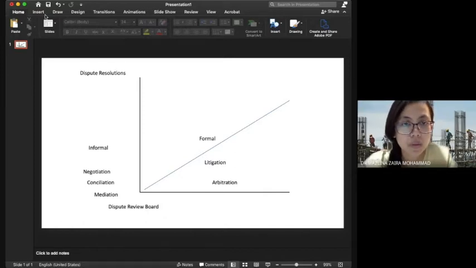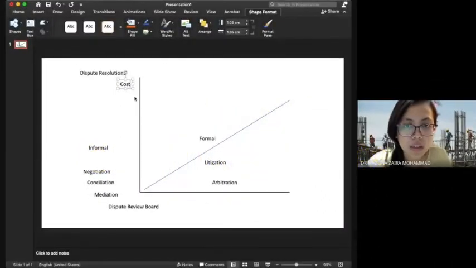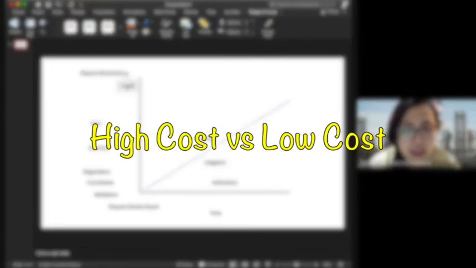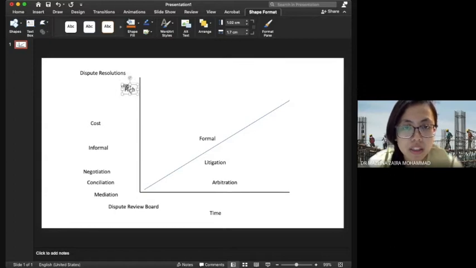All right. So in terms of cost, right? If you solve it by yourself, it does not take a lot of cost. And then in terms of time, this one is high cost, this one is low cost. Short term, long term.